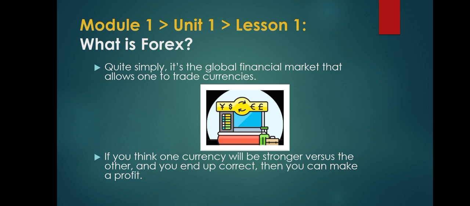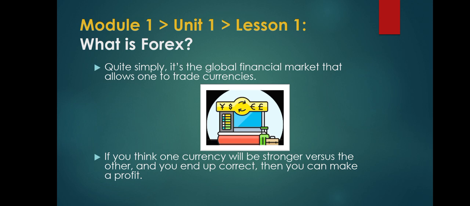The word forex is actually a combination of two words. If you separate the first three letters away from the last two letters, you are going to have two different words that stand for two different things. The first three letters, FOR, is an abbreviation for foreign, and the last two letters, EX, is an abbreviation for exchange. So when we talk about forex, we are talking about foreign exchange. Quite simply, it is the global financial market that allows one to trade currencies.